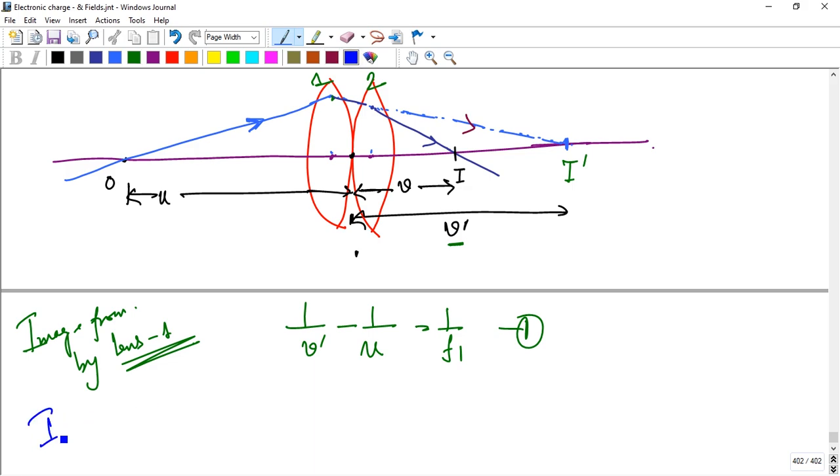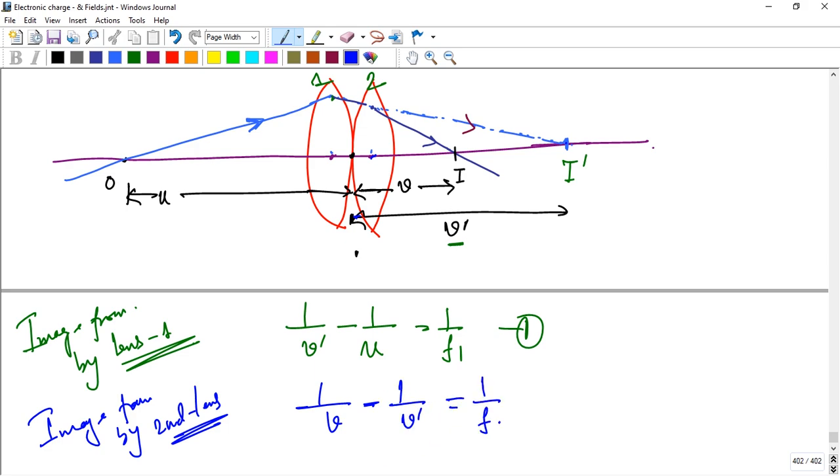And now the image from the second lens: 1 by V minus, what is the incident, what is the U of the second lens? The distance V dash is the U of the second lens, the object distance of the second lens. That's why it is called V dash. So that is equal to 1 by F2.